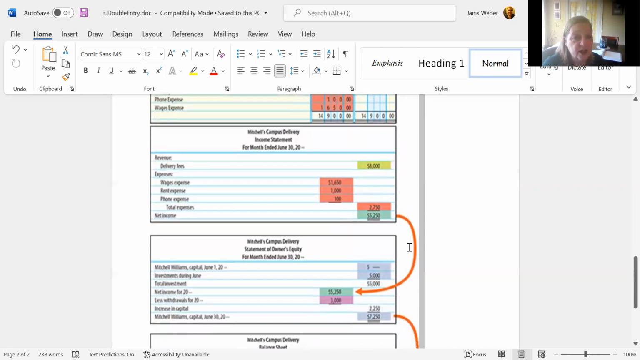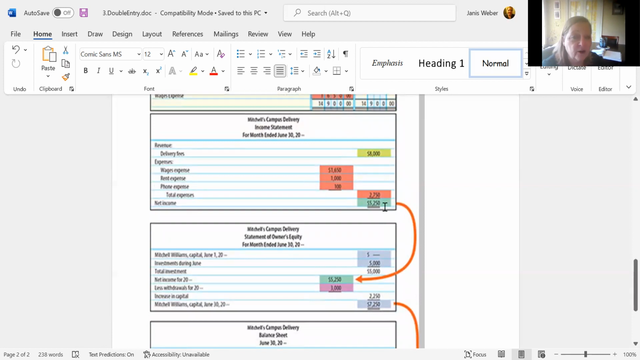Once we finish the income statement, we can use the final number, the net income, and take it down to our statement of owner's equity and drop it in under net income. When I'm doing one of these, if I have it set up where I already know where net income is going to fall, I just take it straight there and put it in as soon as I finish the income statement.